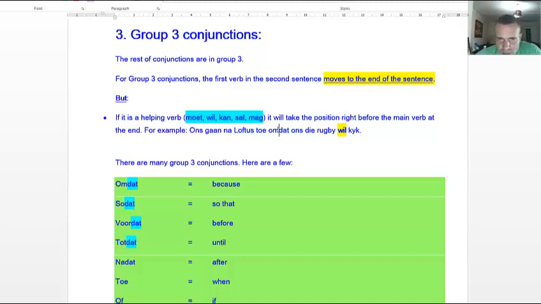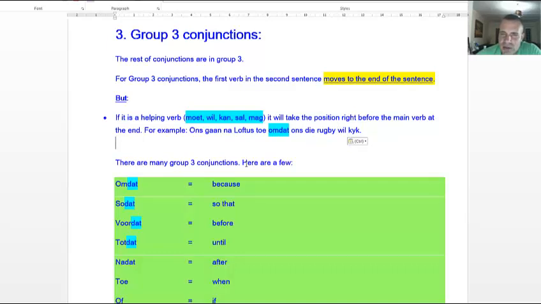So, for example, there we had omdat. Now we were moving wil. Ons wil. We were moving it to the end. We were saying, okay, this is group 3, omdat, I need to take wil and I need to move it to the end. You can't, because it's a helping verb. A helping verb will move until it bumps onto the main verb at the end and sit in front of it.